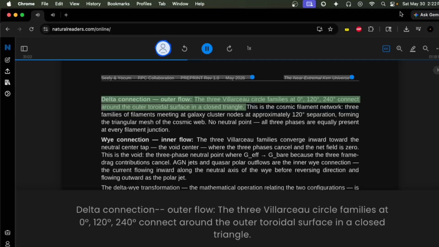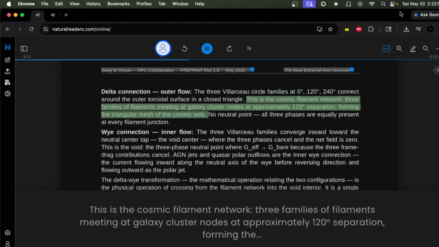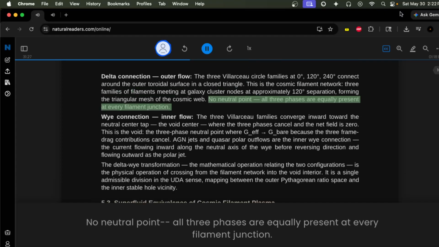Delta connection, outer flow. The three Villarceau circle families at 0 degrees, 120 degrees, 240 degrees connect around the outer toroidal surface in a closed triangle. This is the cosmic filament network, three families of filaments meeting at galaxy cluster nodes at approximately 120 degrees separation, forming the triangular mesh of the cosmic web. No neutral point, all three phases are equally present at every filament junction.